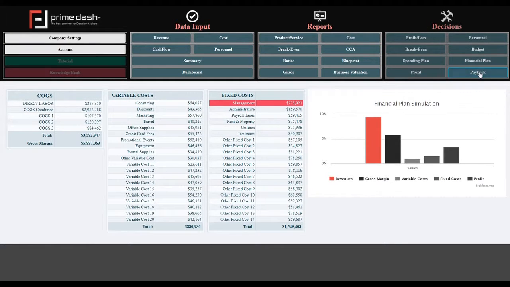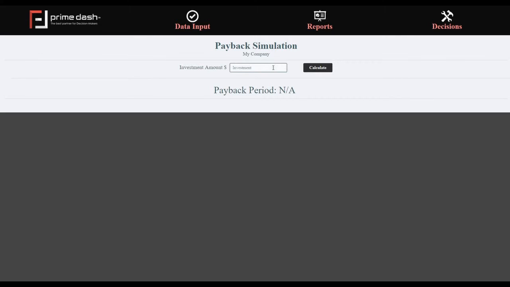Payback simulation. Once your data is added into the data input modules, PrimeDash automatically performs a comprehensive analysis of your financial performance, growth, and spending patterns. Then, PrimeDash uses this information to determine your future financial performance for years to come. Thus, if you plan to acquire an investment or loan, then PrimeDash will be able to tell you how long it will take to pay it back.